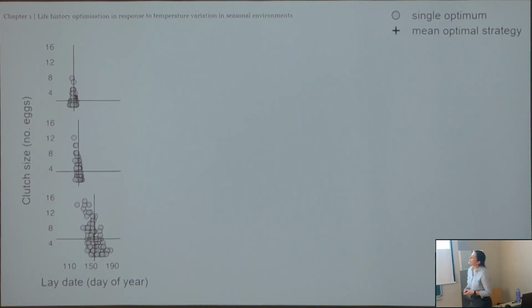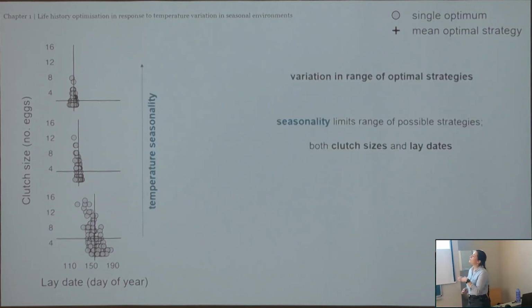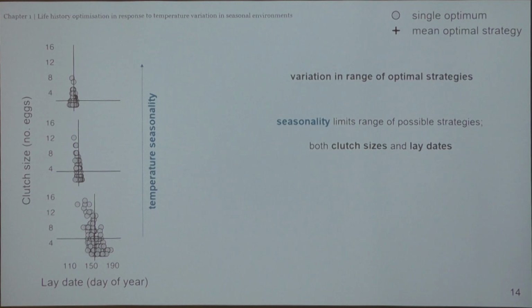So to break it down into more manageable chunks, we can first look at how the optimal solutions vary along temperature seasonality. And what you can see that I think is quite evident is that there is variation in the range of optimal strategies that emerge. So you can see that as you move from bottom to top, as seasonality increases, the range of possible strategies becomes limited, both in terms of clutch size and lay dates. So you can see that only lower clutch sizes emerge as optimal under higher seasonality, as well as the range of lay dates that are possible that lead to successful reproduction are also shortened.